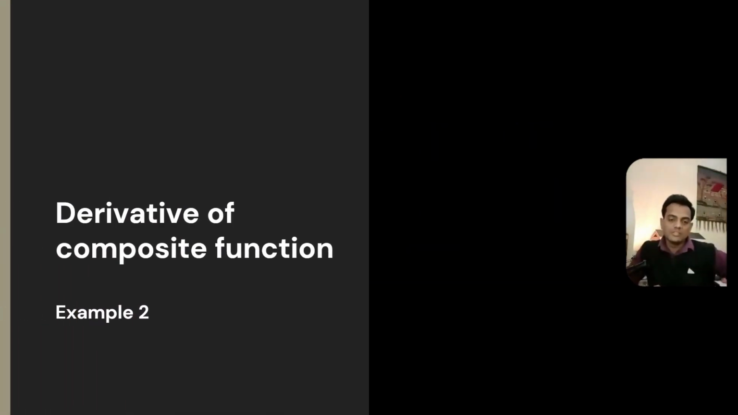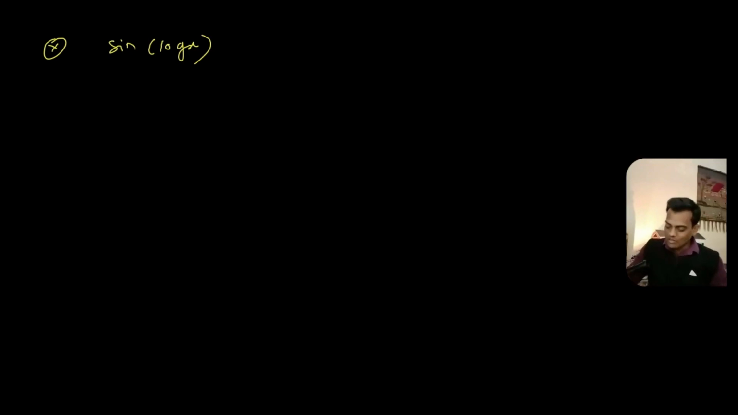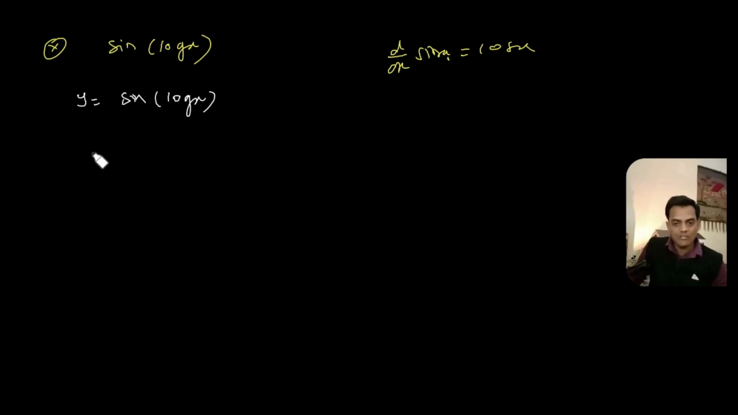Now this particular derivative of the sine of log of x. We know the derivative of sine of x is cos x, but what is the derivative of the sine of log of x? So we know the derivative of sine of x is equal to cos of x. So there is a direct formula if it is x, but if it is log of x, then the situation will be different. So first of all we will equate this term to y, sine of log of x.